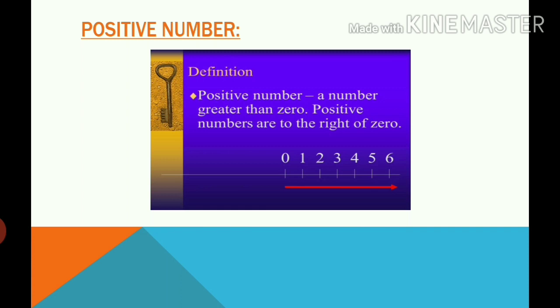What is a positive number? A positive number is a number which is greater than 0. Positive numbers are to the right of 0. Remember that positive numbers are always greater than 0 and they are on the right hand side on a number line. They are on the right hand side of 0 on a number line. Here you can see that 1, 2, 3, 4, 5. All the numbers which are greater than 0 are positive numbers.